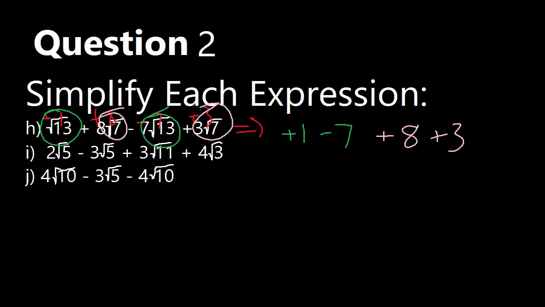And we can also say that this plus 8 and the plus 3 are like terms because they are both root 7s. So because we're adding, again, we don't want to mix those different surds. So we're going to do these separately. So 8 plus 3 is going to be 11 lots of root 7.